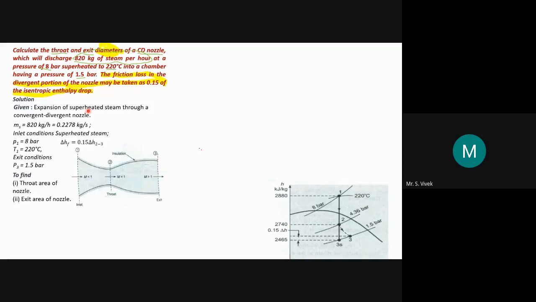Okay. Now, here comes: why am I taking it as H2 to 3? Because in the problem statement, they are saying the friction loss is in the divergent portion only. Which is the divergent portion? 2 to 3. So this part, 1 to 2, is the convergent nozzle.